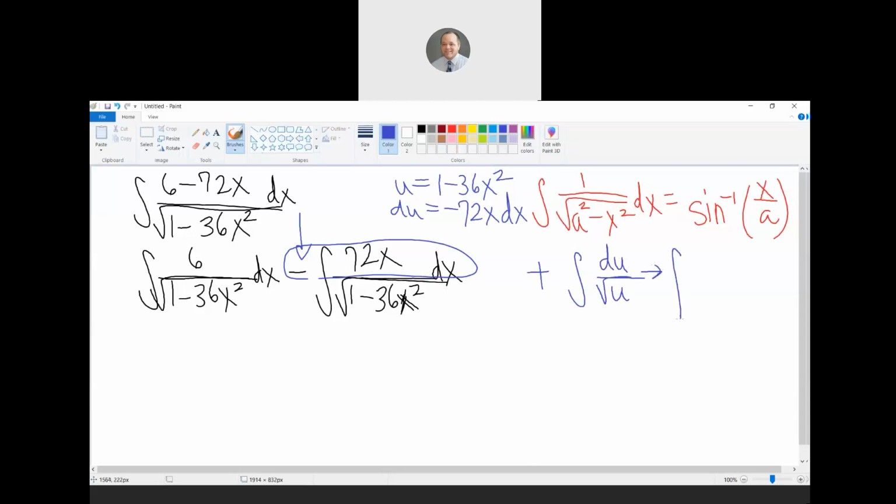Now the square root of u is the same thing as u to the 1/2 power. But since it's in the denominator, and we need to use the power rule in reverse, let's rewrite u to the 1/2 as u to the negative 1/2 power.